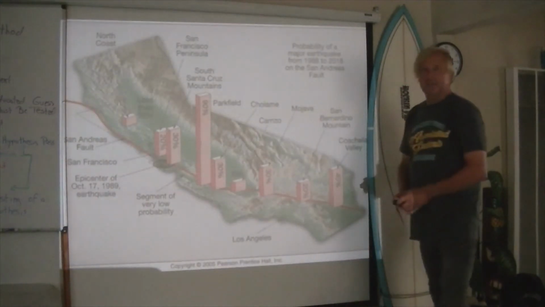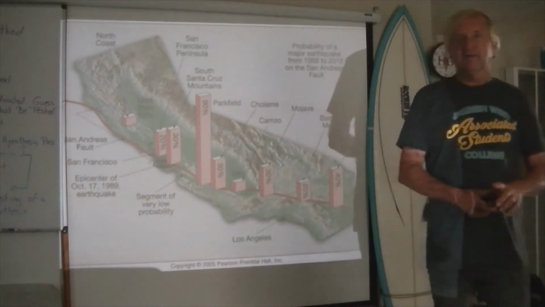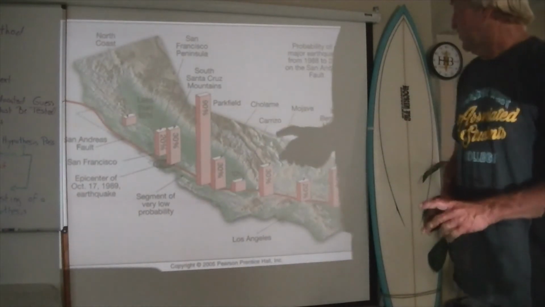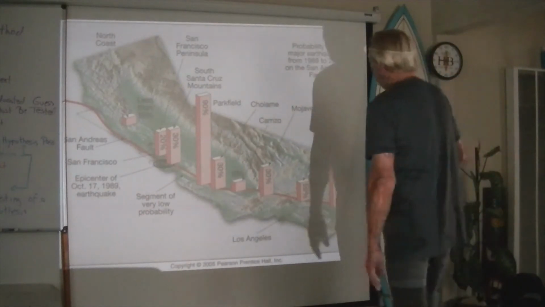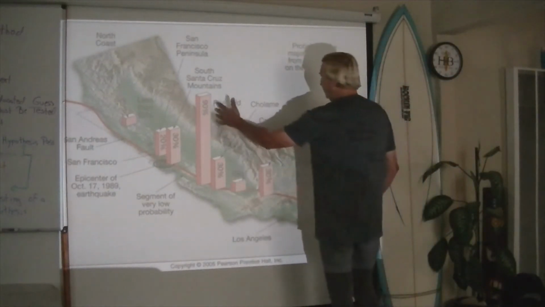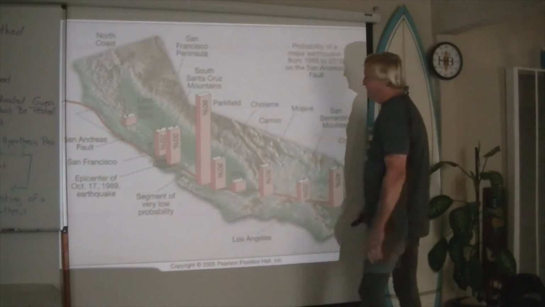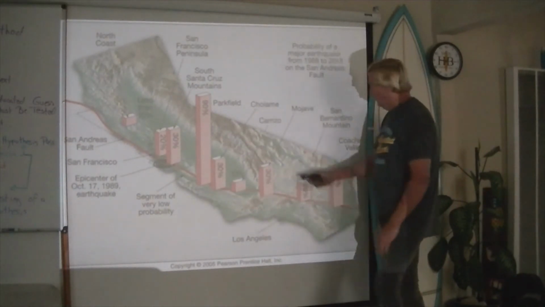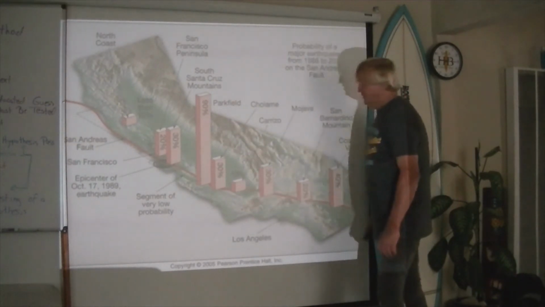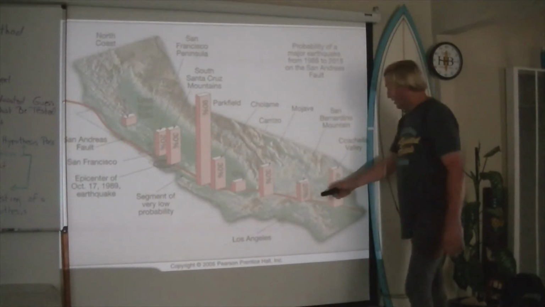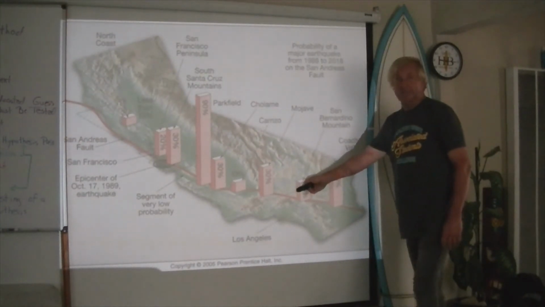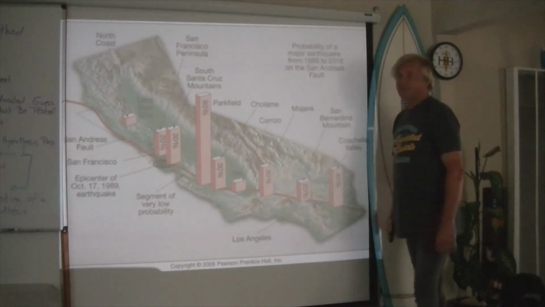So this is a really neat graphic. I like this graphic. This shows the state of California. It shows the San Andreas Fault. And what's neat about this particular graphic is, notice Parkfield. Parkfield has a 90% probability of an earthquake. Down here in the Carrizo Plain, 10% probability of an earthquake. Out in the San Bernardino Mountain area, so this is between Coachella and Cajon Pass, there's a 20% probability of an earthquake.